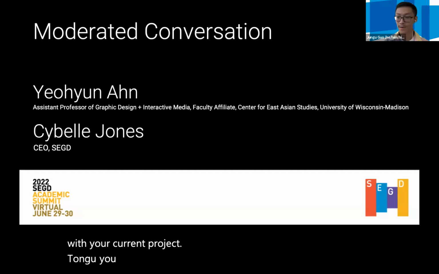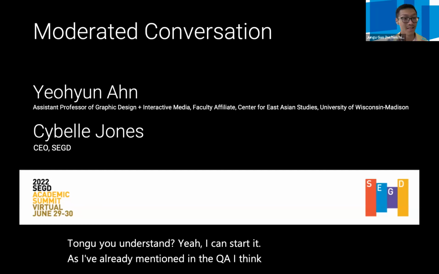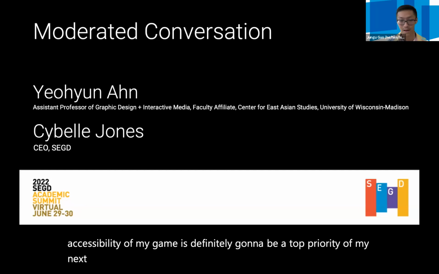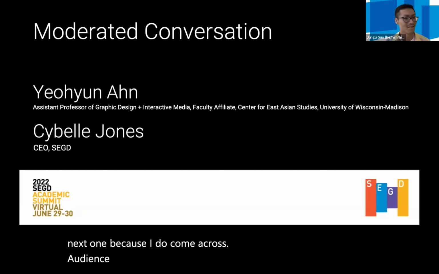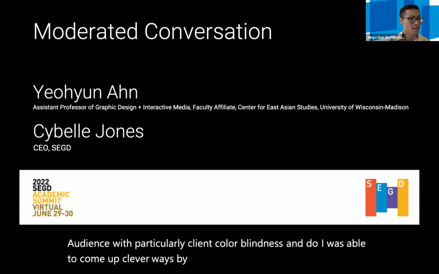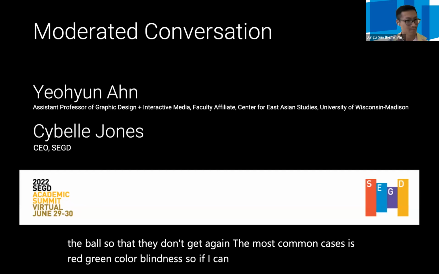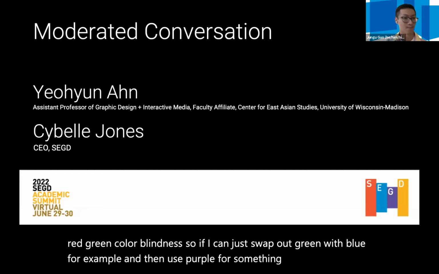Yeah, I can start. As I've already mentioned in the Q&A, the accessibility of my game is definitely going to be a top priority of my next plan, because I do come across audience members with color blindness. I was able to come up with clever ways by swapping out some of the colors of the ball. The most common case is red-green color blindness, so if I swap out green with blue, for example, and use purple for something else, that'll pretty much solve the problem.